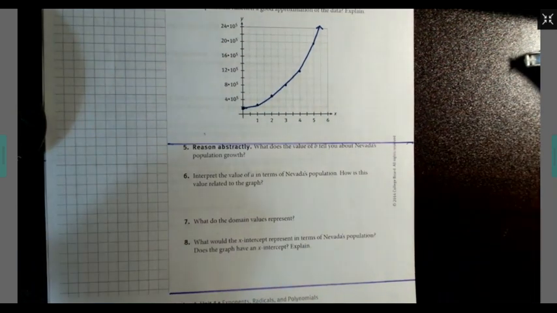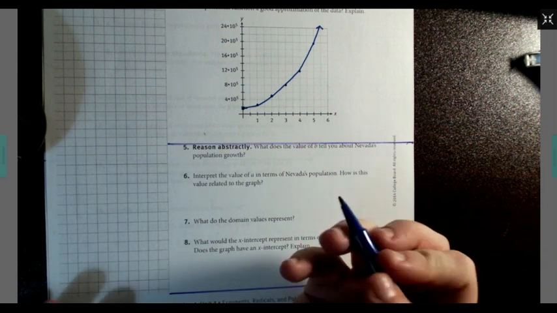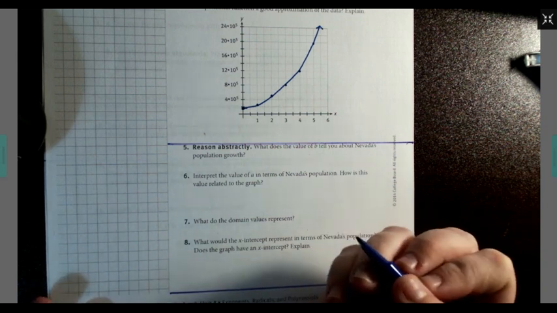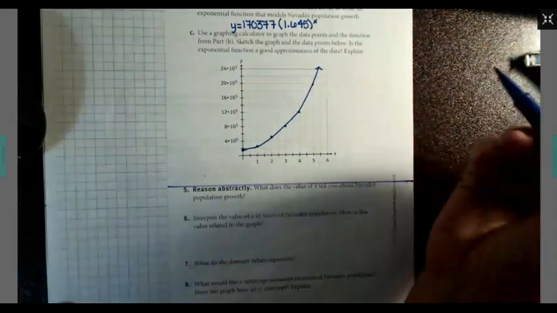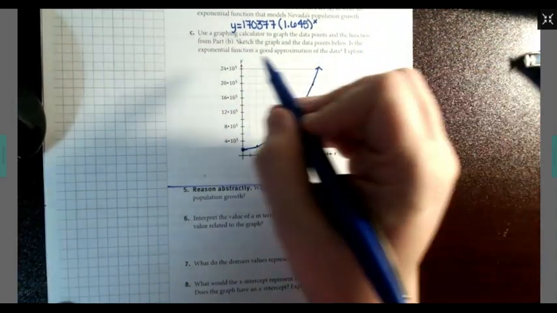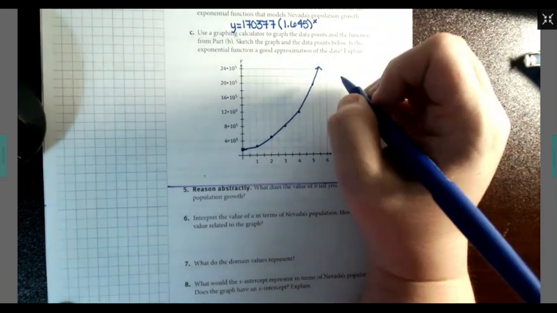Now moving to questions 5 through 8. What does the value of B tell you about Nevada's population growth? Or notice I did not answer this part. Is the exponential function a good approximation?